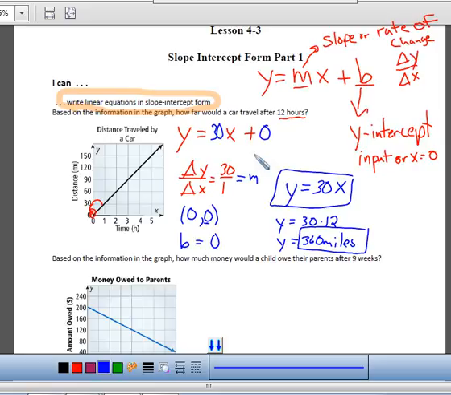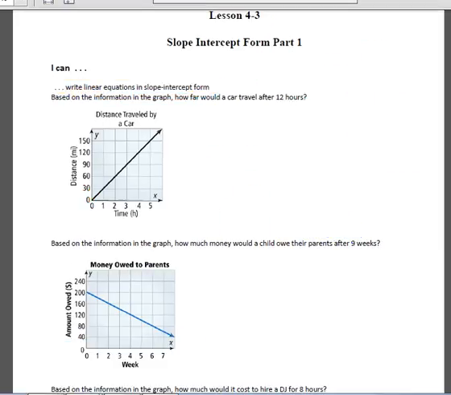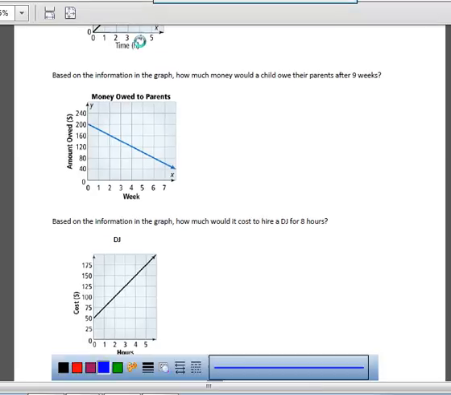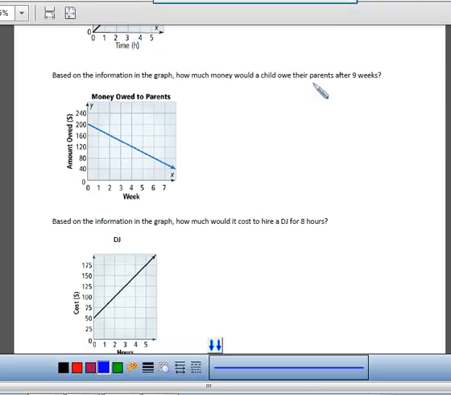The key idea here is, I know there was a question asked in this problem, but the concept for this video lesson is writing these equations. Okay? Alright, so we will use the equations to answer the questions, however. Based on the information, how much money will a child owe their parents after 9 weeks? Let's not worry about answering this one. Let's just go ahead and write the equation.